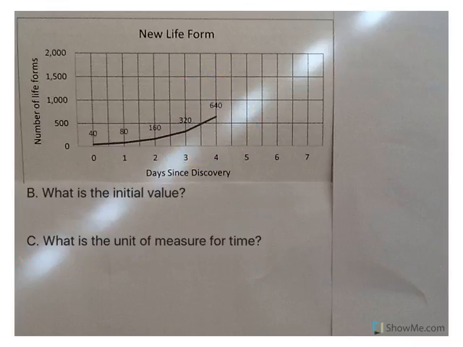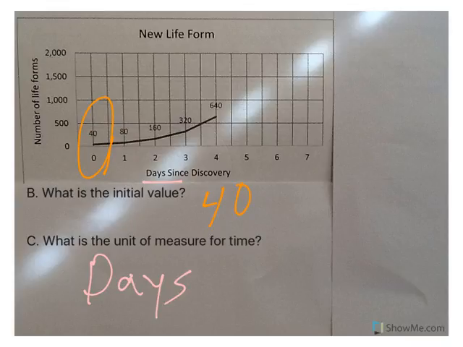Okay, well, what's the initial value? Well, at 0, the initial value is 40. Unit of measure for time? Well, look at the axis. The axis says days since discovery, so the unit of measure for time is days.